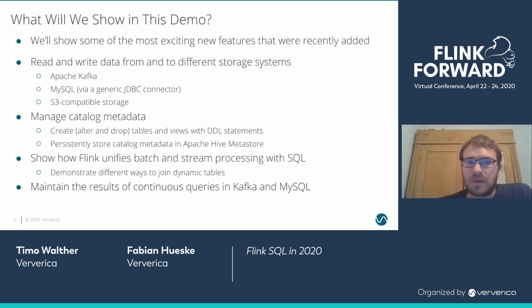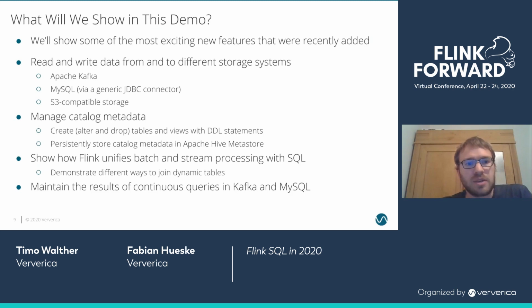We'll show how you can manage catalog metadata with Apache Flink. This was something that was not really possible a while back. So we'll show you how you can create, alter, and drop tables and views with the DDL statements, and also how to store this metadata persistently in Apache Hive's metastore catalog.